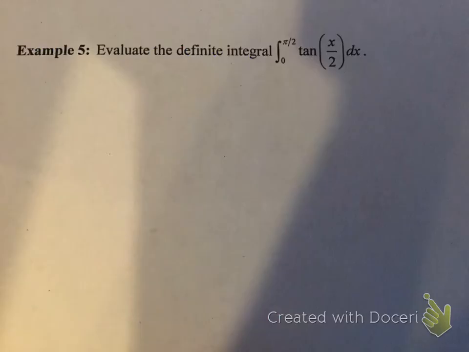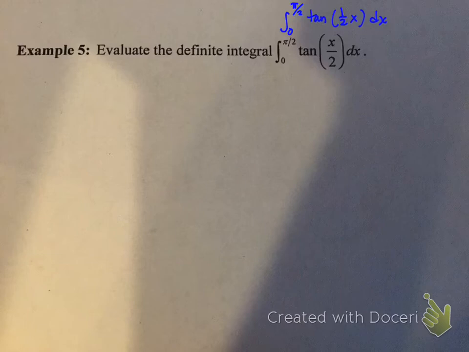Okay, let's look at the last example in this section, which is example 5. Evaluate the definite integral from 0 to pi over 2 of tangent x over 2 dx. All right, guys, what we probably should do is rewrite this as the integral from 0 to pi over 2 of tangent of 1/2 x. That looks a little better. The reason I wrote it like that is because I have to use substitution, since I can't handle 1/2 x inside with tangent.